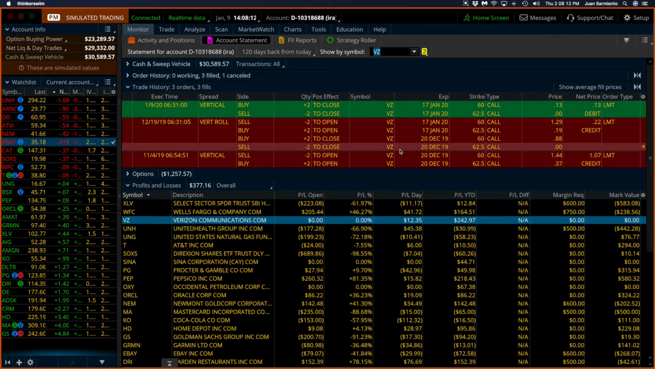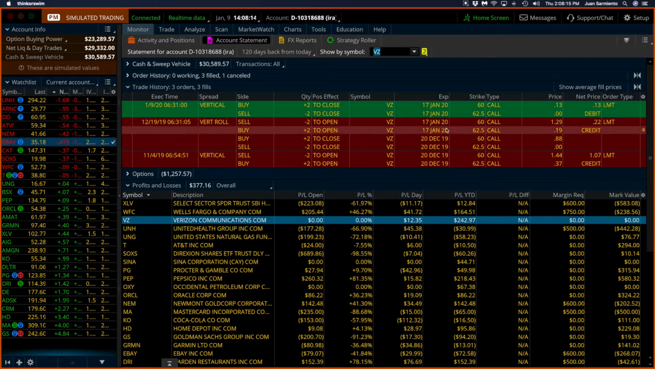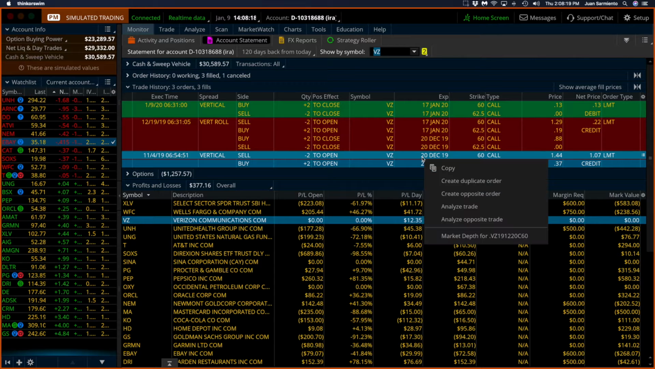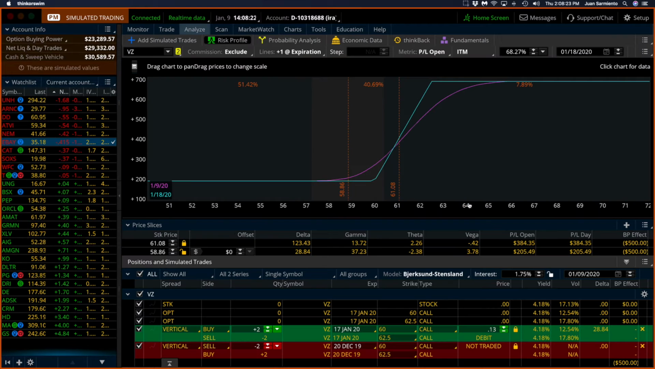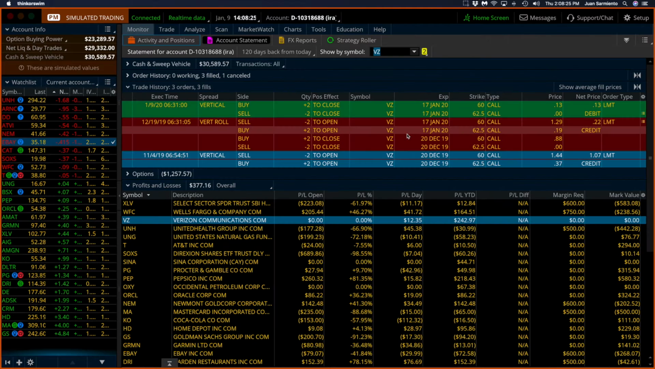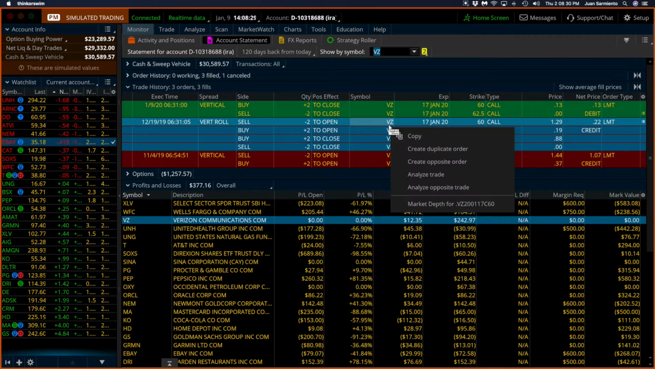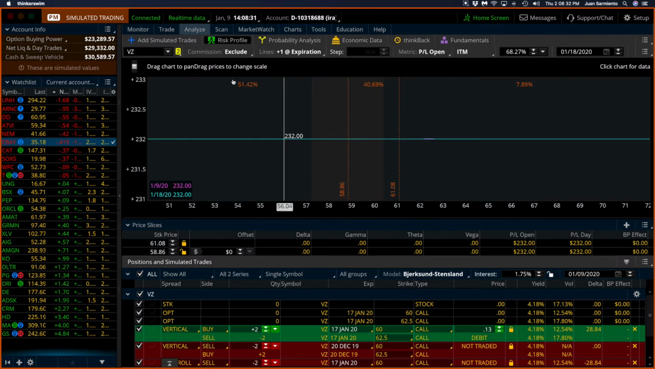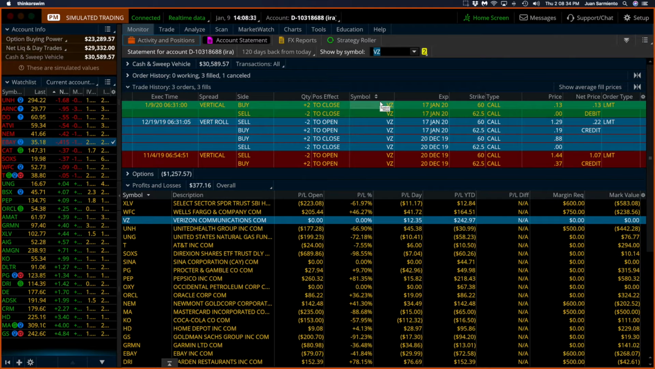However, because we started this trade back in December, the best approach would be to see every step by right-clicking on each portion, each trade, and say Analyze Trade. Then you remember we started with a vertical, then a roll, and finally the close.